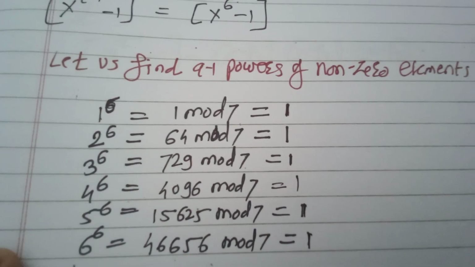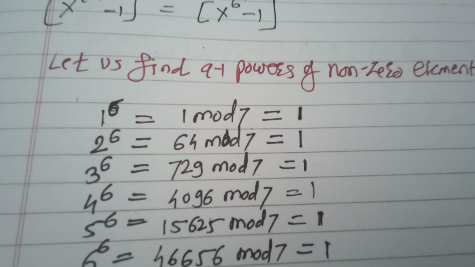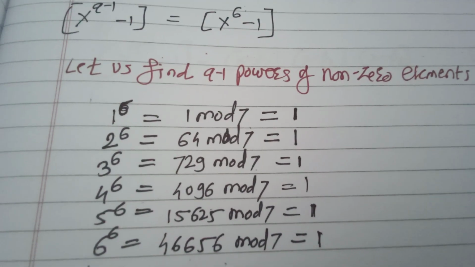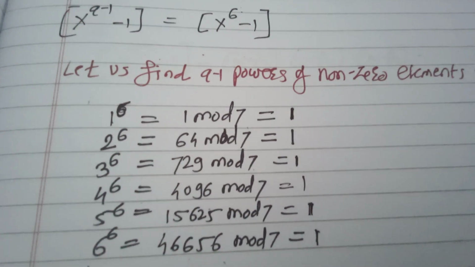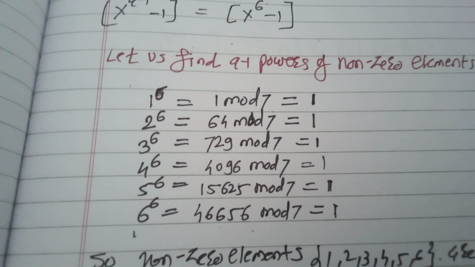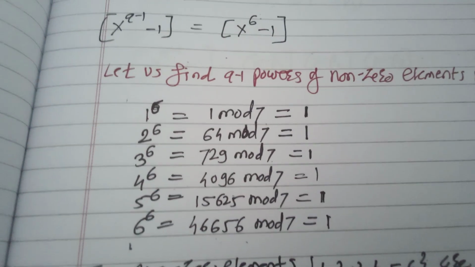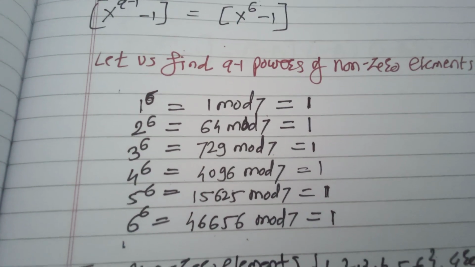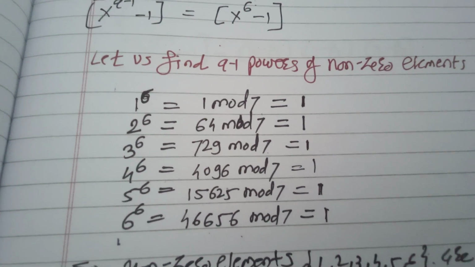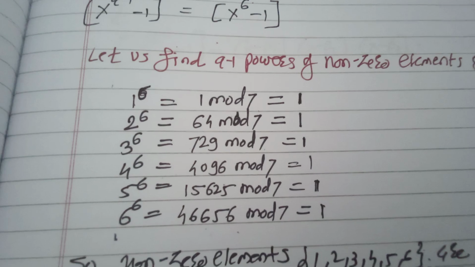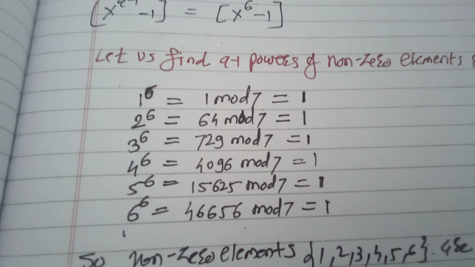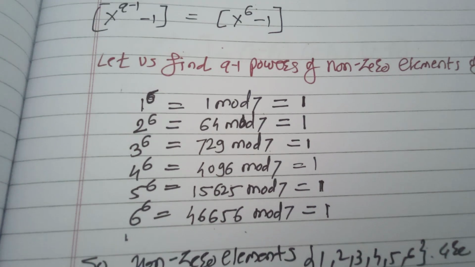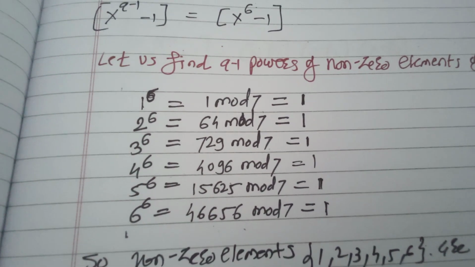2 raised to 6 is equal to 64 mod 7, because it is Galois field 7. So 64 divided by 7: 9 sevens are 63, so the remainder is 1. Then 3 raised to 6, 729 mod 7, that means 729 divided by 7, remainder is 1. Then 4 raised to 6, 4096 mod 7, that is equal to 1. 5 raised to 6, 15625 mod 7, 1. 6 raised to 6, 46656 mod 7, that is also equal to 1.